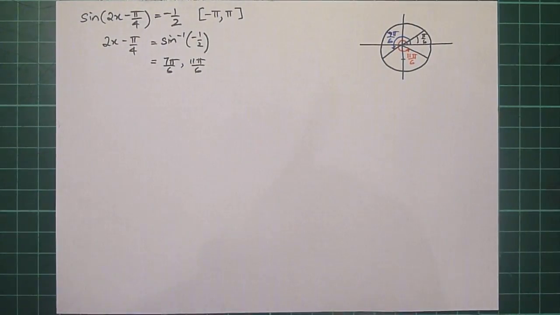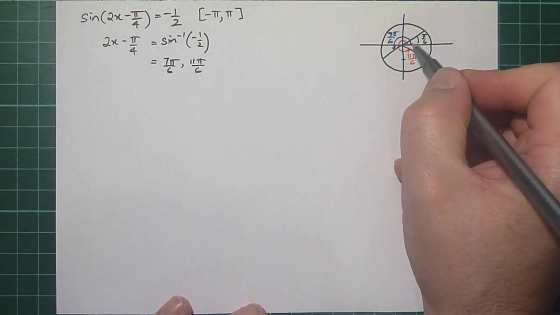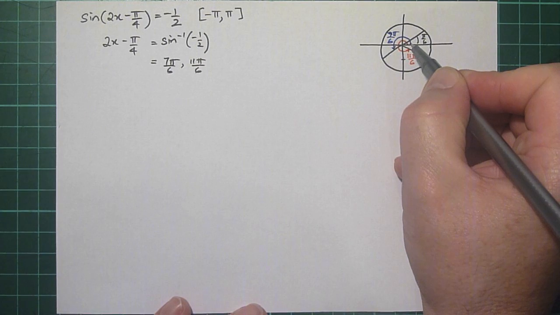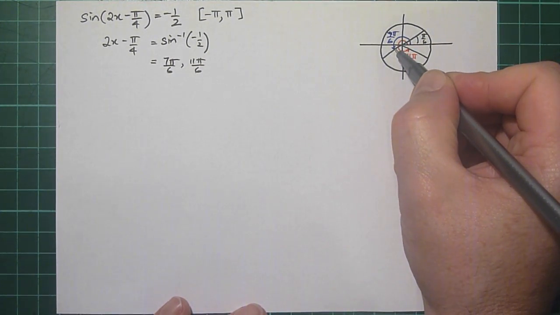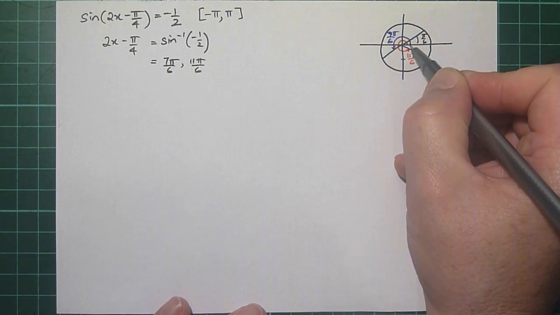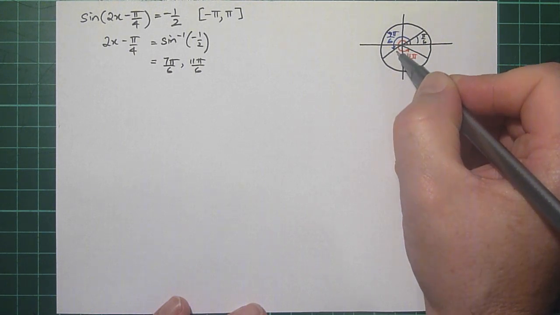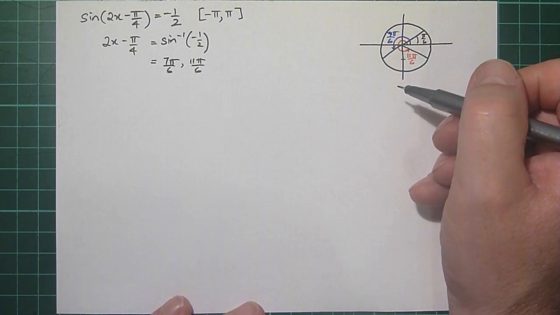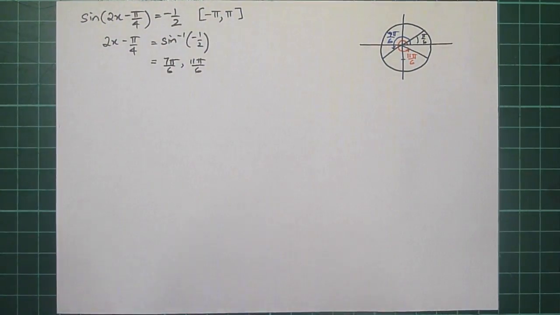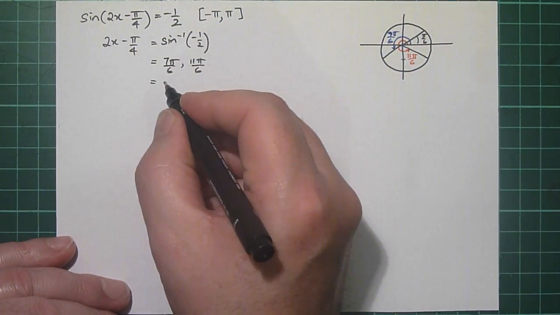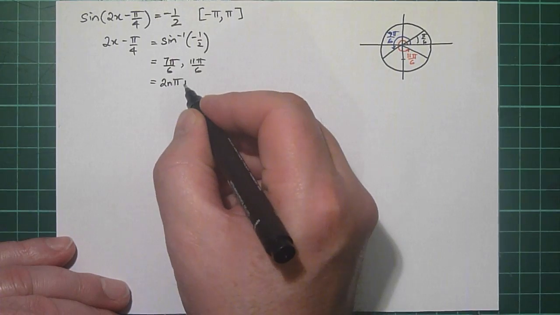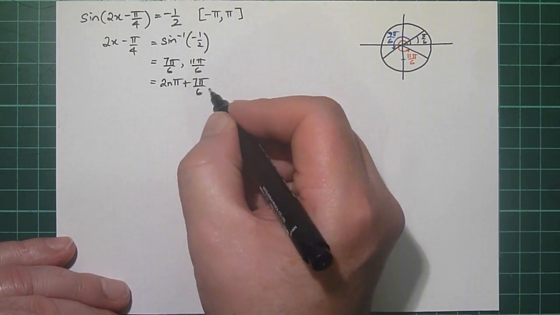But we're not looking for one solution, we're looking for every solution. So we need to go around the unit circle an infinite number of times. So let's do that here. We're going around to 7π/6. If we go all the way around the unit circle and go 7π/6 again, that's really 2π plus 7π/6. Go around again, it's 4π plus 7π/6. Go around again, 6π, etc. So really we can write that solution in a general way like this: 2nπ plus 7π/6.